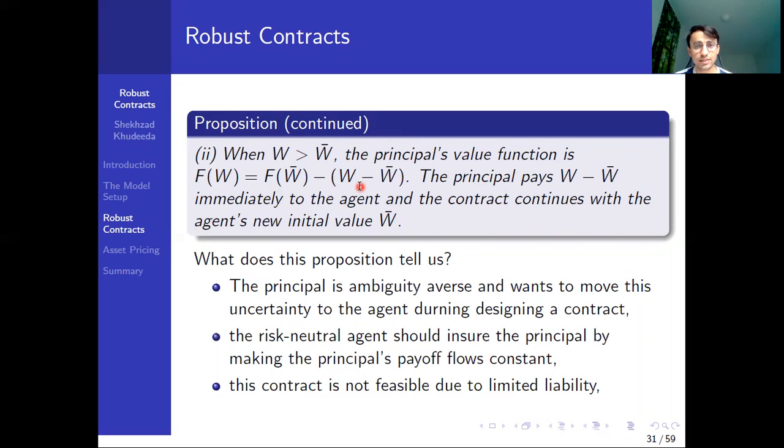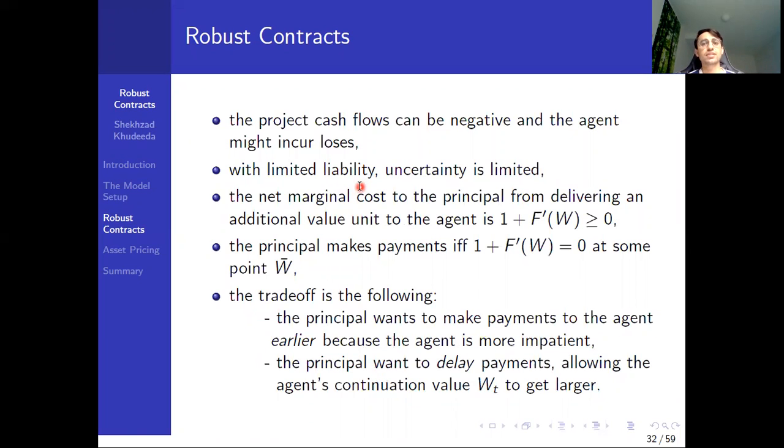As we see, the principal is ambiguity averse and tries to transfer this uncertainty to the agent while designing a contract, and the agent is risk neutral and insures the principal by making the principal's payoff loss constant. That follows from the Martingale property. Third, the contract is not feasible due to the limited liability. And the cash flow can be negative. In this case, the agent faces the losses. And fifth, with the limited liability, the uncertainty is limited.